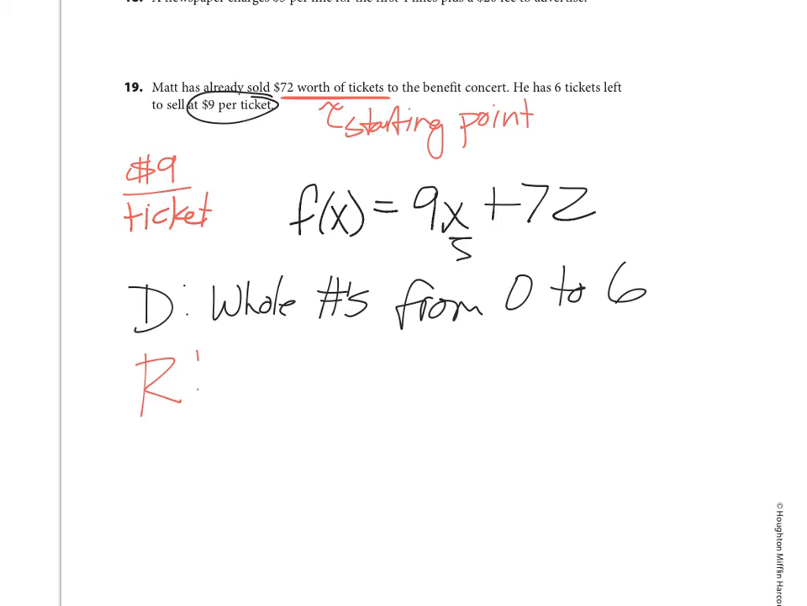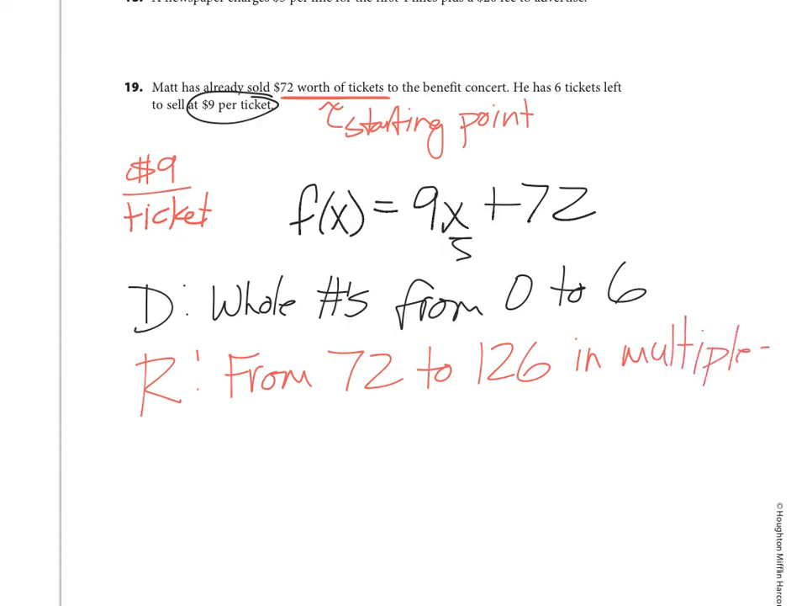Well, it depends. If we sell all 6 tickets, I'm going to plug 6 in here. 6 times 9 is 54. 54 plus 72 is 126. So we're going from 72 to 126 in multiples of what? Multiples of 9. Why 9? Because 9 again is our slope back up here. So our slope tells us the multiples in which our range goes.